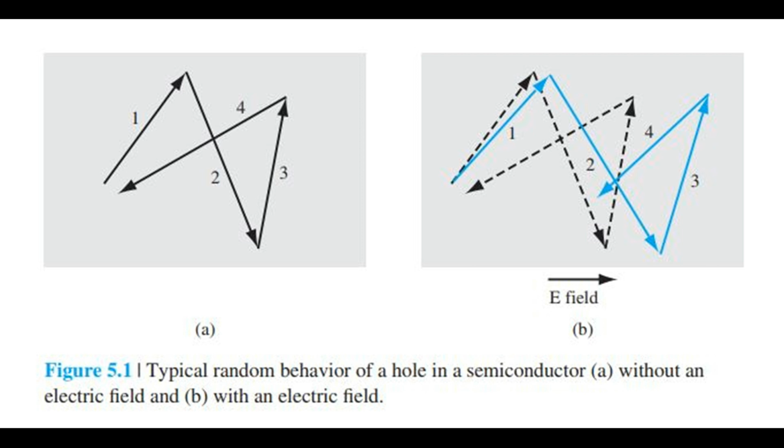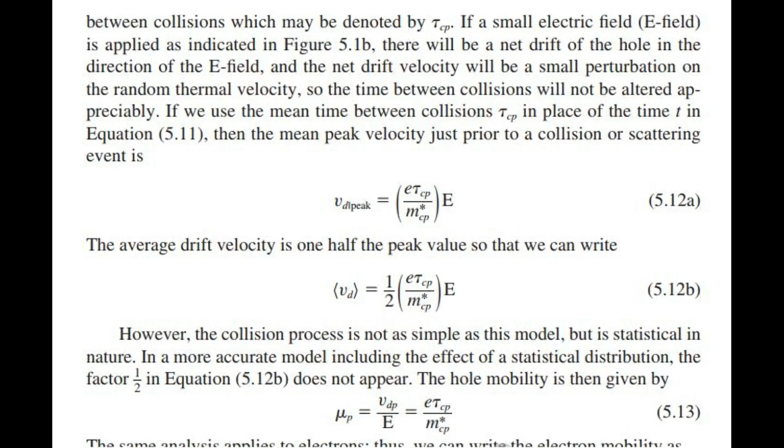Figure 5.1: typical random behavior of a hole in a semiconductor: (a) without an electric field, and (b) with an electric field. If a small electric field, E, is applied as indicated in Figure 5.1b, there will be a net drift of the hole in the direction of the E field, and the net drift velocity will be a small perturbation on the random thermal velocity, so the time between collisions will not be altered appreciably.